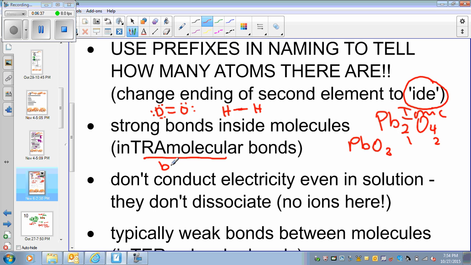A bond that holds two atoms together. So the two types of intramolecular bonds we have learned are ionic and covalent. They're very strong intramolecular bonds, but they don't conduct electricity because they do not turn into ions. So there are no ions in this solution. Since it doesn't dissociate, it does not conduct electricity.